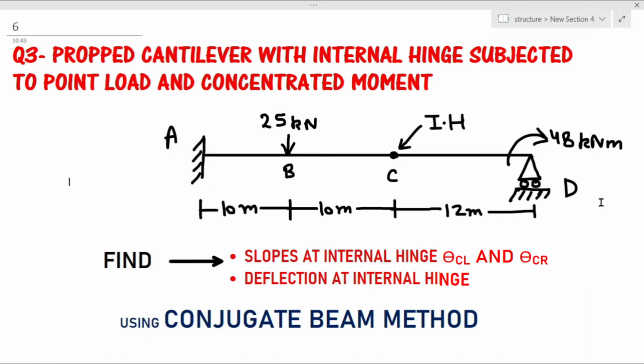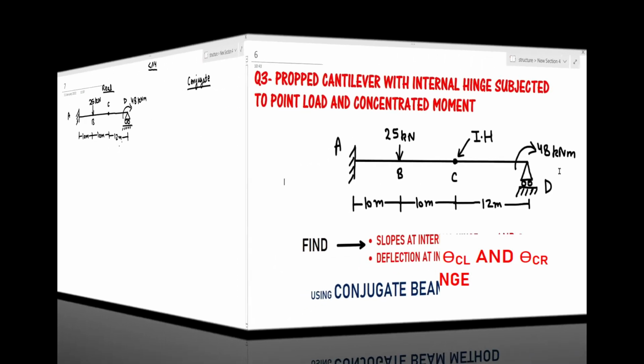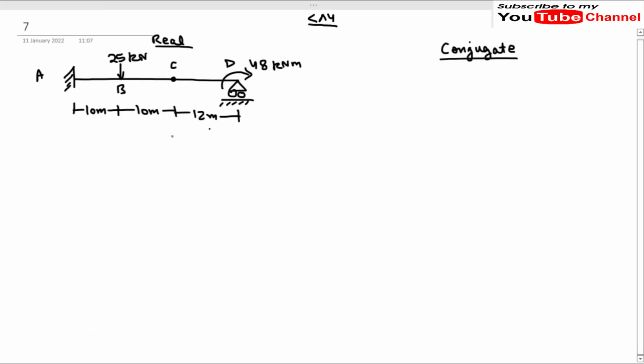So without any further delay, let's get started with the solution of this problem. So this is our problem, and as we are going to solve it by using the conjugate beam method, we have to convert this real beam into a conjugate beam. First of all, we will convert the support conditions of the real beam to the conjugate support conditions.